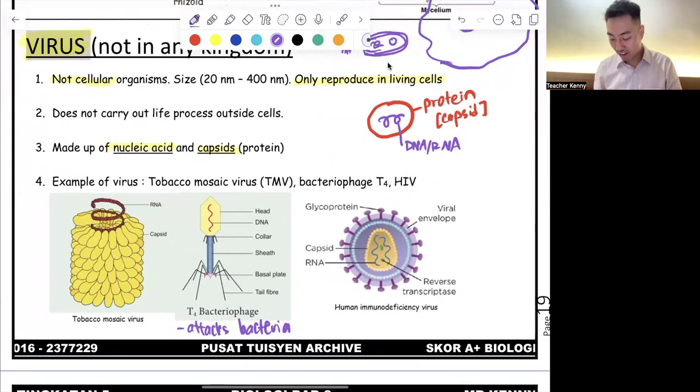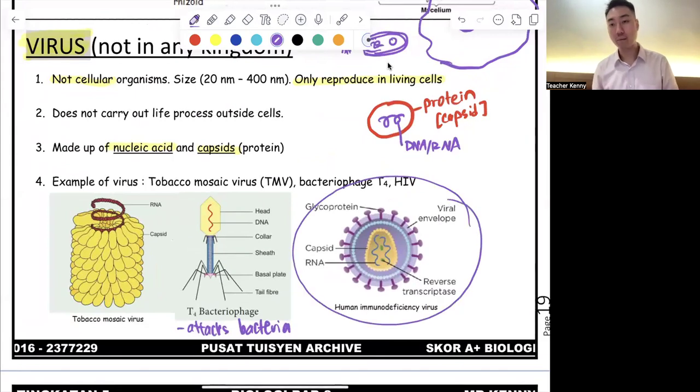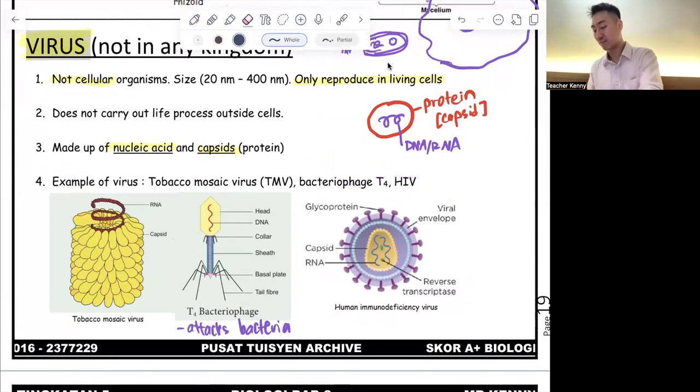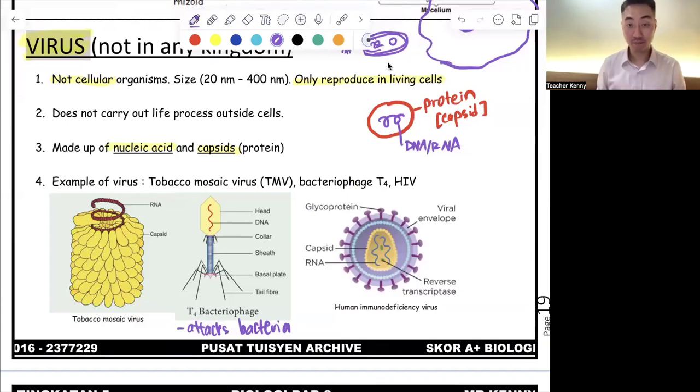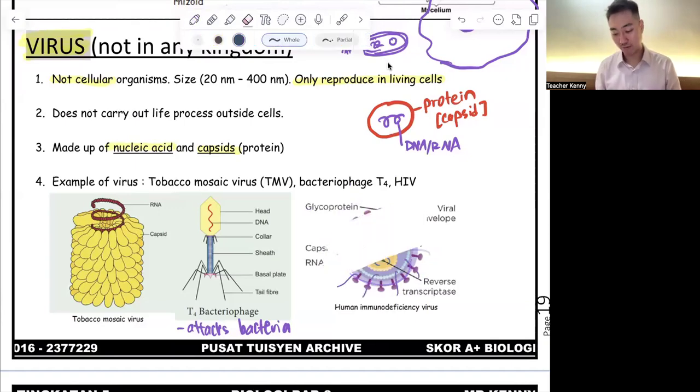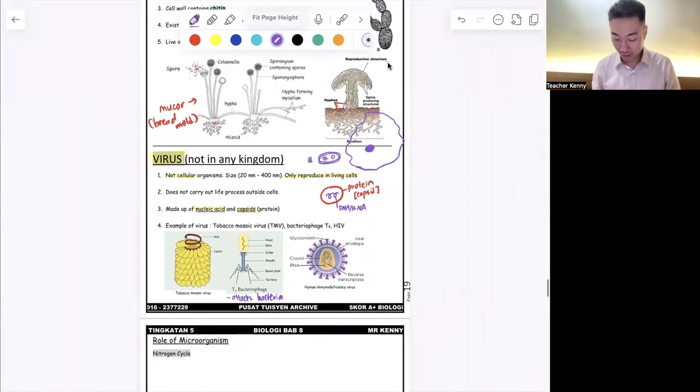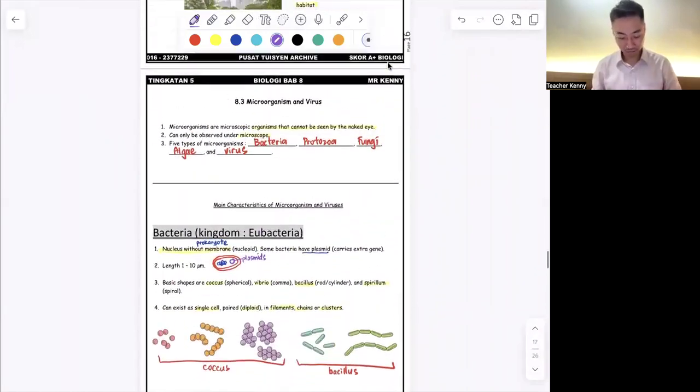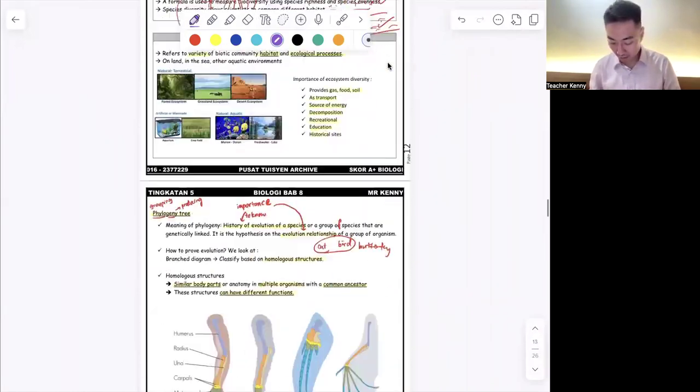Now, can you tell me another virus that looks like this? Do you remember any virus that looks like this? COVID, exactly. The COVID-19 virus, they are also like this. This is coronavirus. They are called corona because they have a crown, sharp sticks poking out. Crown-like virus.